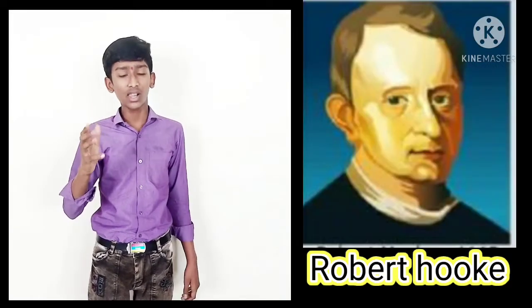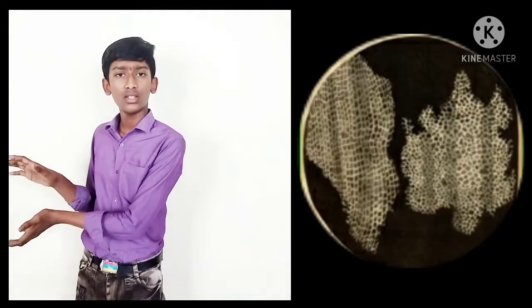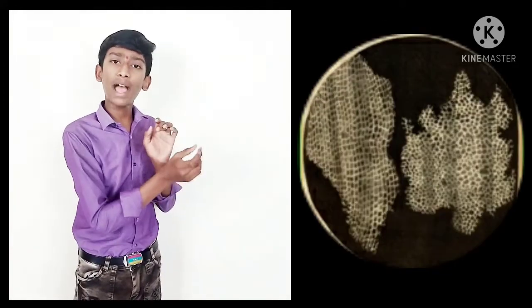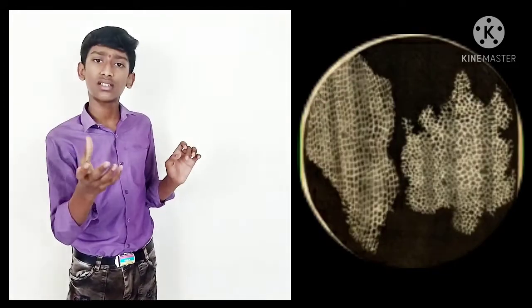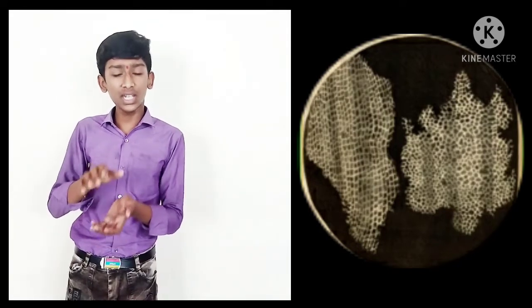In the 16th century, in the year 1665, a British scientist named Robert Hooke observed a cork under a simple magnifying device which was made by himself. He observed a pattern similar to a honeycomb. He called these patterns cells. Cell is a Latin word which means little rooms.